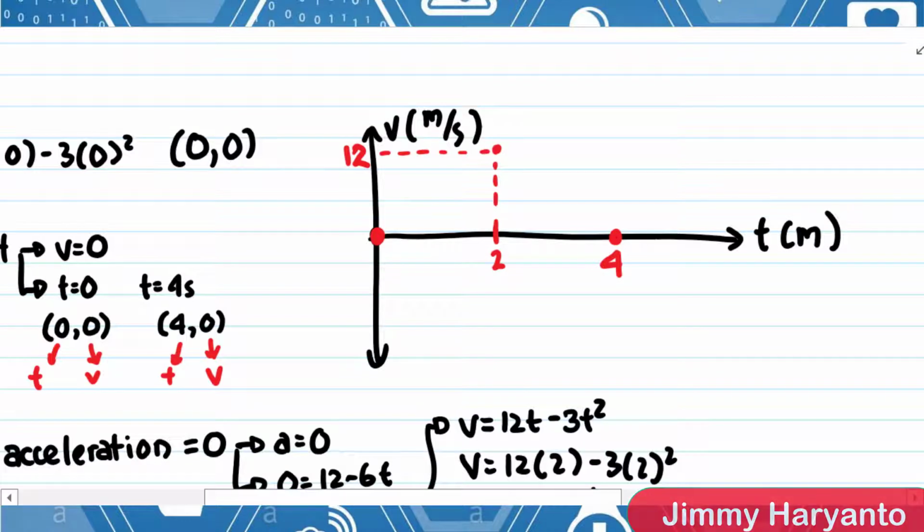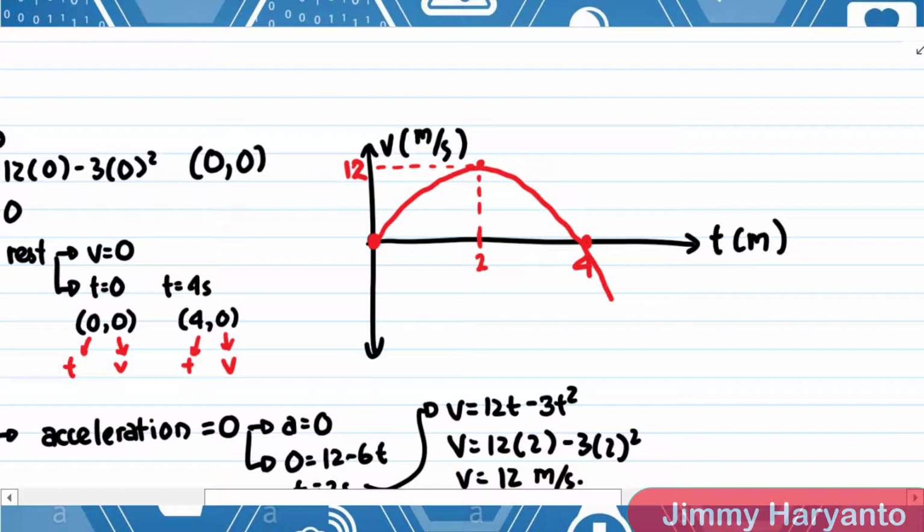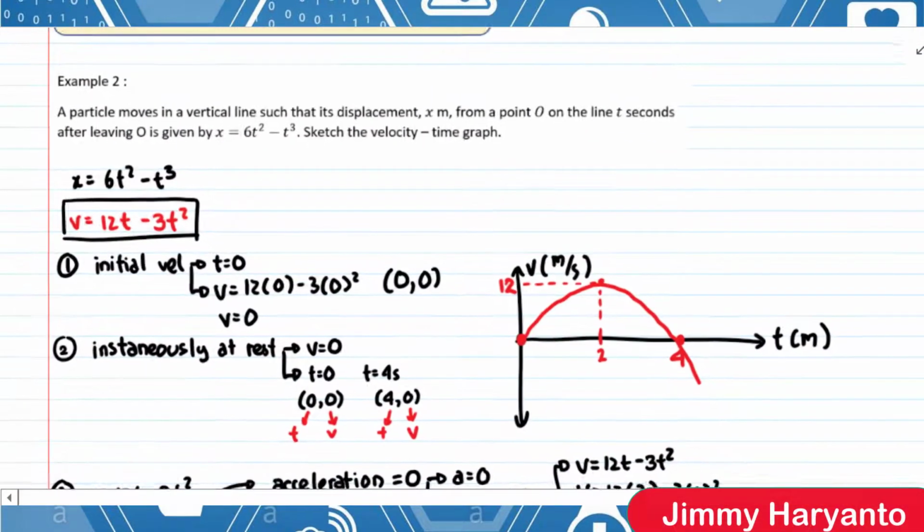Okay, maybe like this. Yeah, okay. So that is the sketch of the second example.